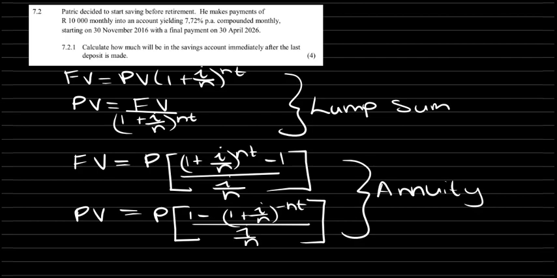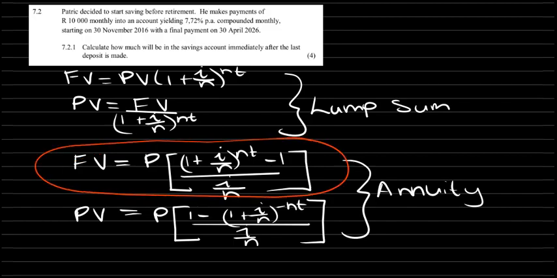When we're dealing with the future value, it's when investments are made into an account, and when we are dealing with the present value, this is trying to find out how much money we can withdraw from the account, or what is left in the account after we withdrew a certain amount of money monthly over a certain period of time. But for this question, we are going to be focusing on this part. This is the equation that we're going to use here.